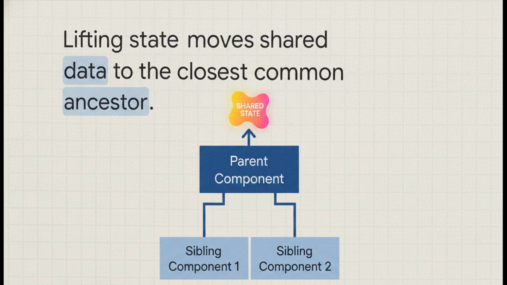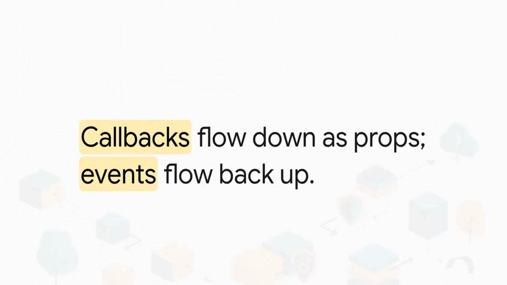So now the parent owns the state, and it passes the current value down to both children via props. This strictly preserves that unidirectional data flow we talked about earlier. But wait, how do the children update that state if they don't actually own it? They do it through the callback pattern. This creates this really beautiful triangular flow of data.